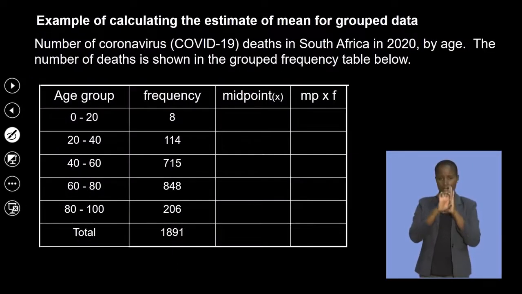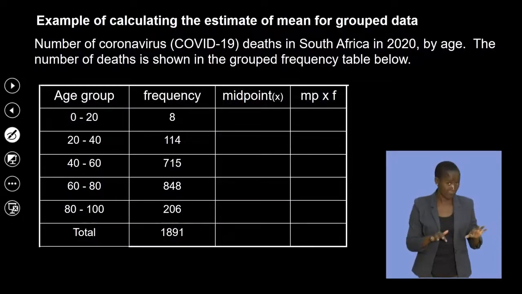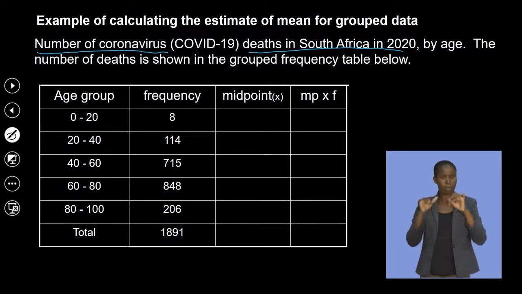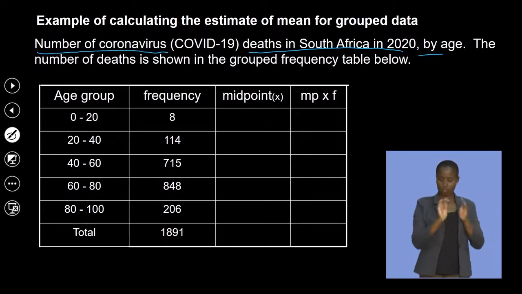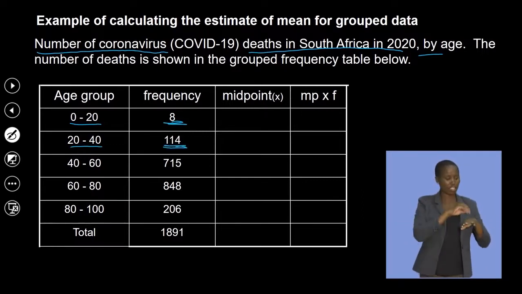This is the actual data obtained, okay? It's grouped for us according to age and the frequencies: the number of COVID-19 deaths in South Africa in 2020 by age. The number of deaths is shown in the grouped frequency table. What it means is, this is the age, okay? And how many people actually died from COVID-19? It's 8 for the age 20 to 40.